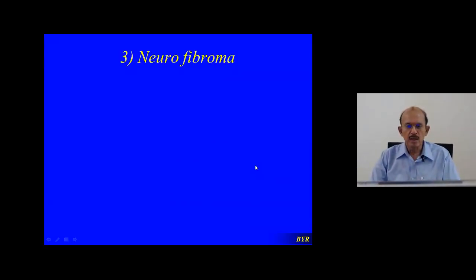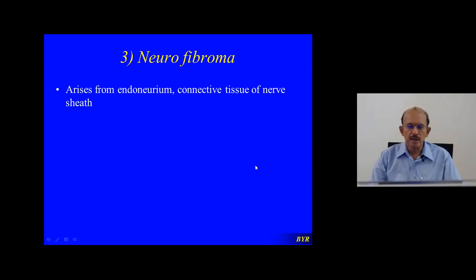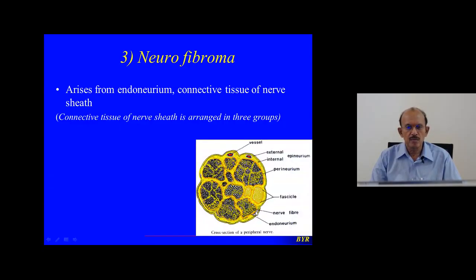Okay, neurofibroma. It arises from the endoneurium, the connective tissue of the nerve sheath. The connective tissue of the nerve sheath is arranged in three groups. You can see this is the cut section of a nerve. These are all the nerve fibers, and the nerve fibers are bundled into groups. Each nerve fiber is surrounded by fibrous tissue that is called the endoneurium.